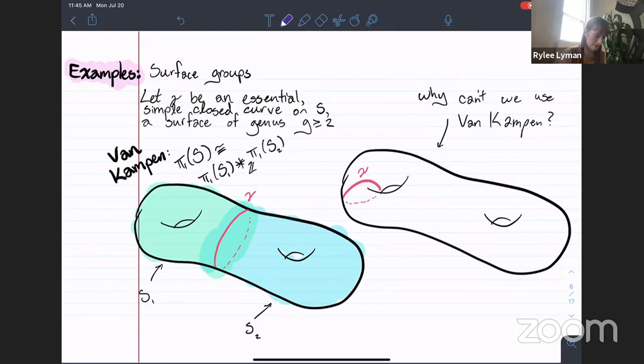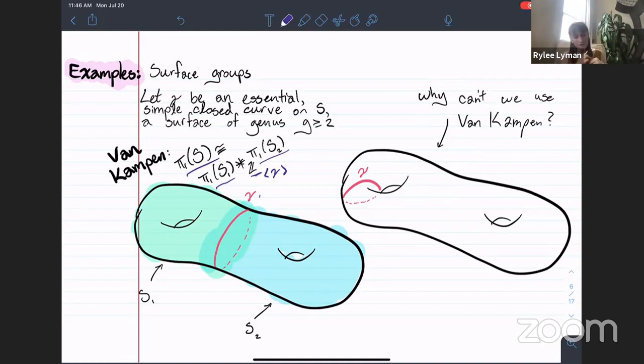It turns out, because this curve gamma is essential, that the fundamental group of the genus 2 surface, so pi1 of S, is isomorphic to the fundamental group of S1, free product with amalgamation, the fundamental group of S2, and the amalgamated subgroup is the infinite cyclic group corresponding to this loop gamma. So this is generated by gamma in some sense. So that's Van Kampen's theorem.